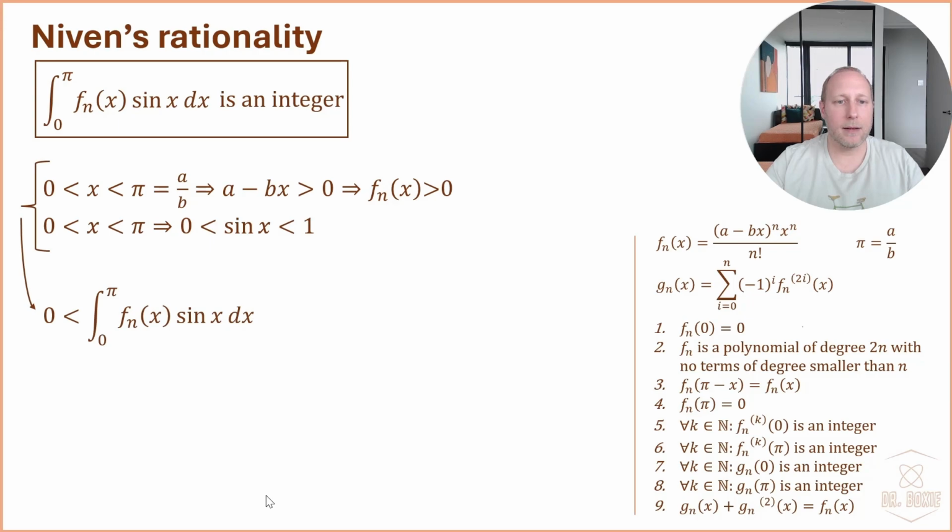And from that, it follows that because the integrand is positive in the whole range, the integral itself is also strictly positive. So that proves one side of that inequality. Now we want to find an upper bound for the integral.